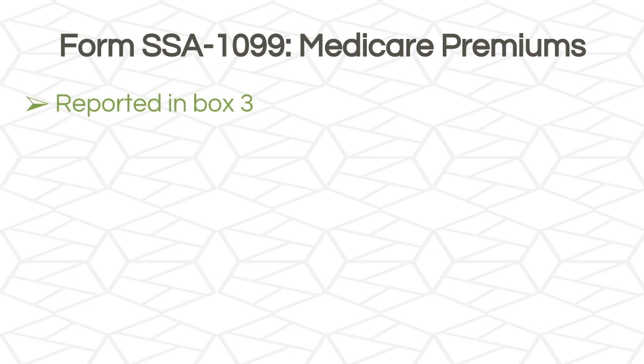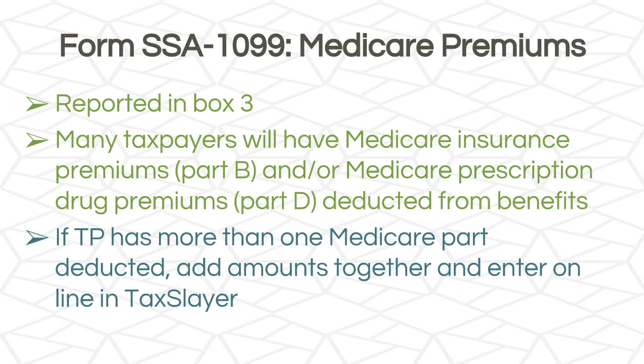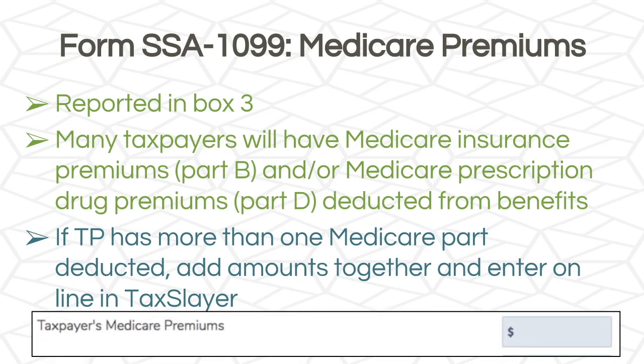So, let's talk about Medicare premiums that are reported in Box 3. Many taxpayers will have Medicare insurance premiums, which is Part B, or Medicare prescription drug premiums, which are Part D, deducted from their benefits. And if the taxpayer has more than one Medicare part deducted, then in the software we'll add those amounts together and enter them on one line. So you can see in the screenshot here, we would enter all Medicare parts in that one blank.